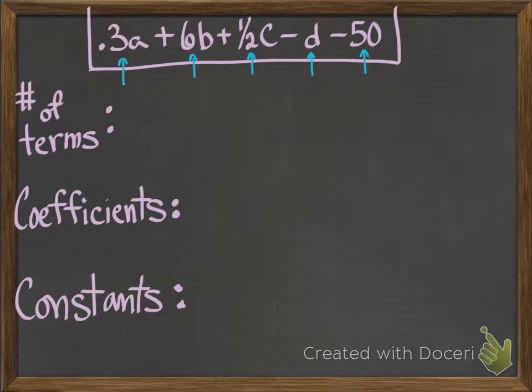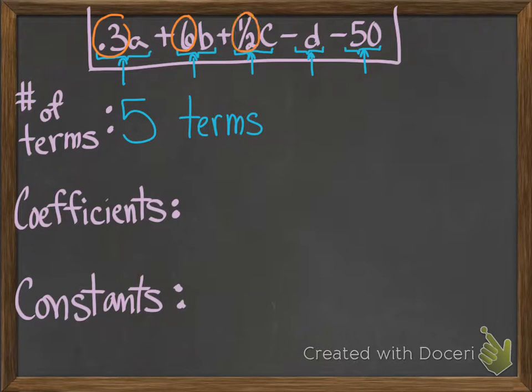And let's just be clear, I'm not pointing to the point 3. I'm pointing to 0.3a, 6b, 1/2 c, d, 50. Those are each a term. So I have 5 terms because I have 5 arrows. I have 5 parts to this algebraic expression.